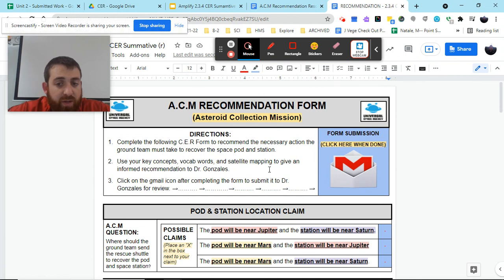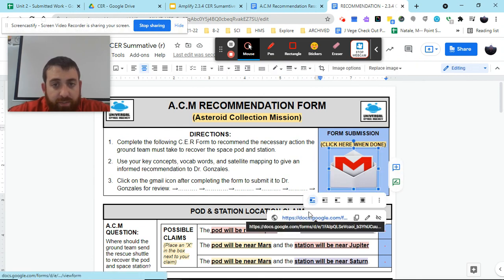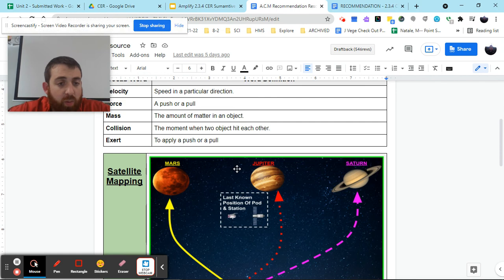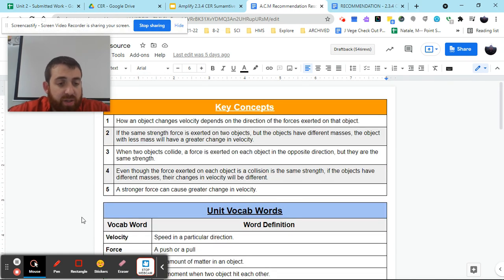So that's how you fill out the recommendation form. That's where you turn it in. The resources are there as well. And that's how you complete the CER. If you have questions, reach out. Otherwise, good luck.